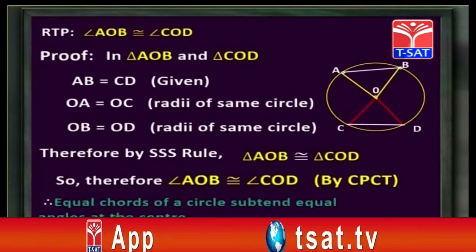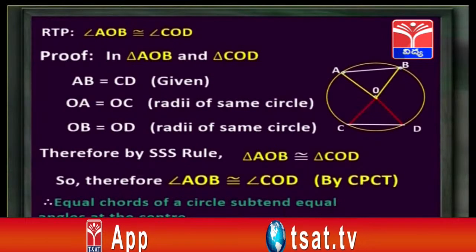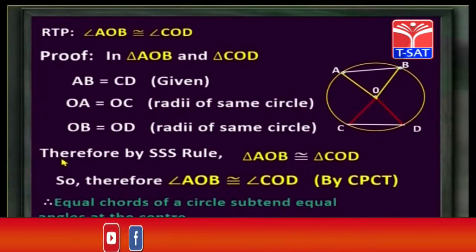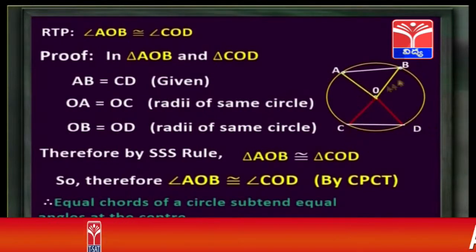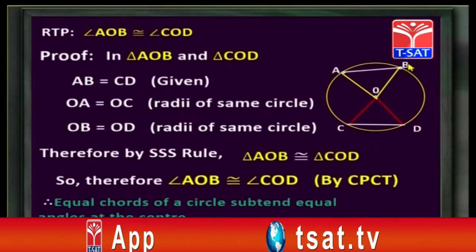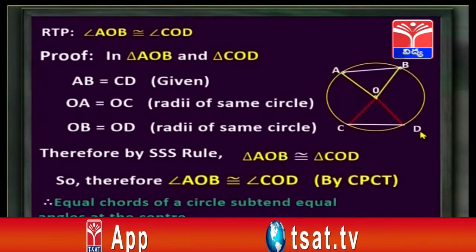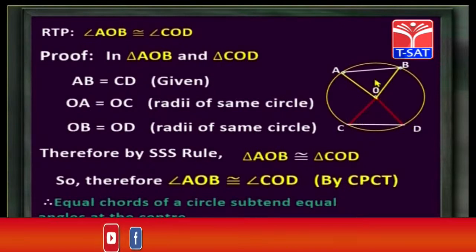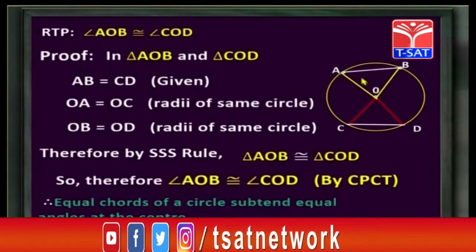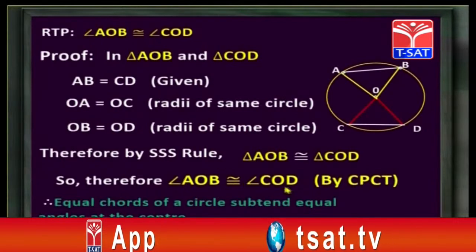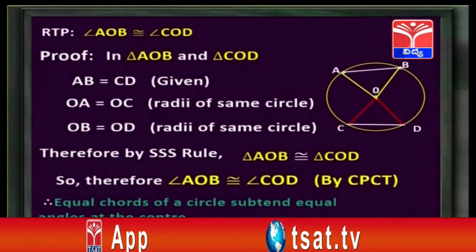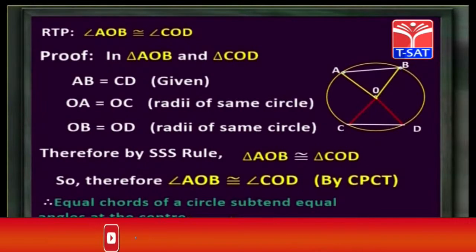So, what can we conclude? Equal chords of a circle subtend equal angles at the center. So, this is the proof of the theorem. How have we proved it? There are two chords AB and CD and two radii OA, OB for triangle AOB and OC and OD for triangle OCD. We first proved the two triangles OAB and OCD are congruent. Then from that we finalized that angle AOB is congruent to angle COD. Therefore, equal chords of a circle subtend equal angles at the center.